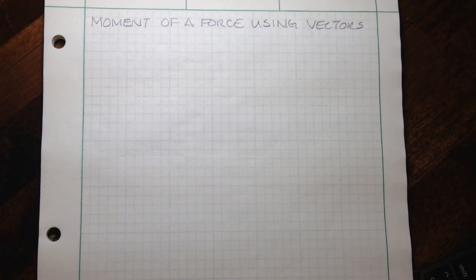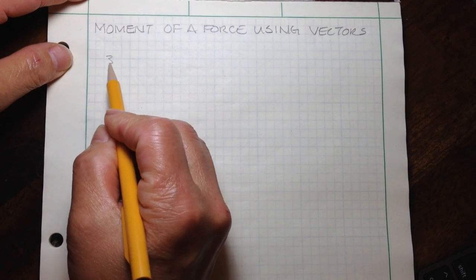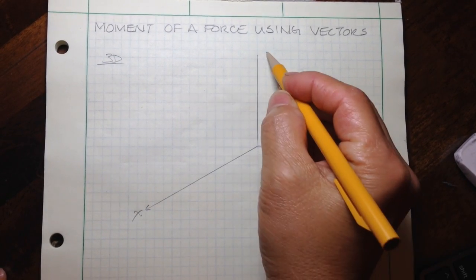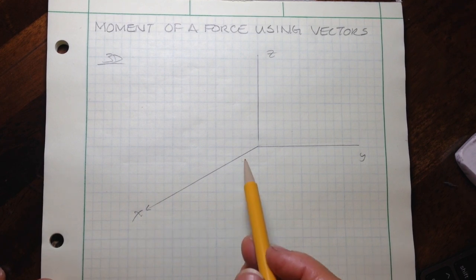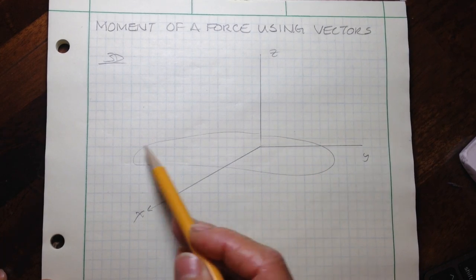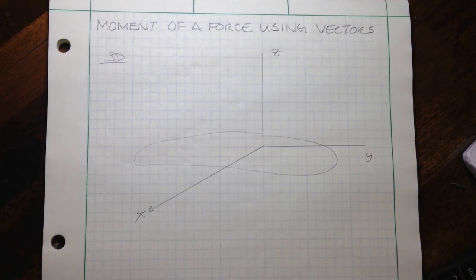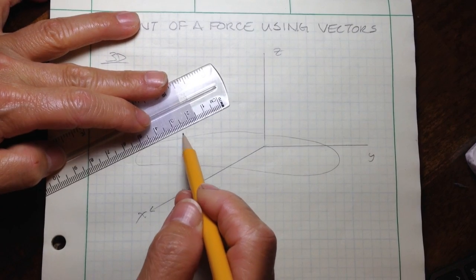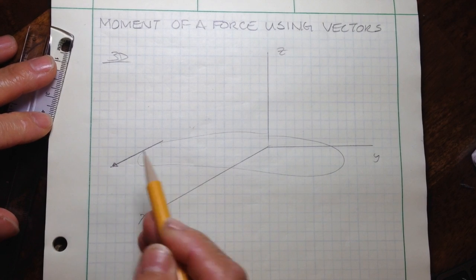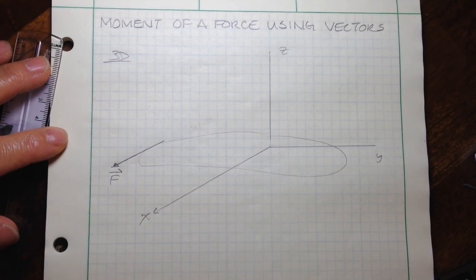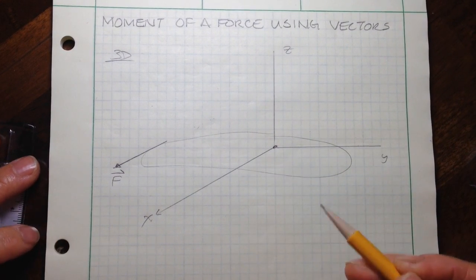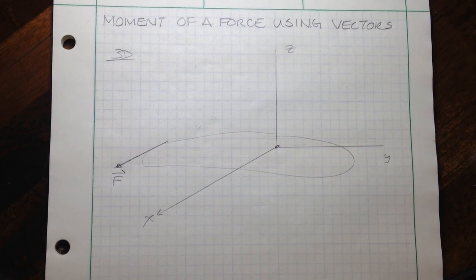Force using vectors. So let's visualize a 3D space. So here's my X, Y, and Z. And let's consider some object in the XY plane, and there's a force that is being exerted. Let's label that as F. And this object, let's say, is pinned at the origin.